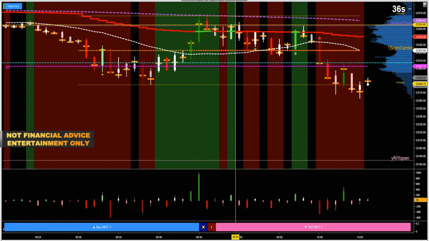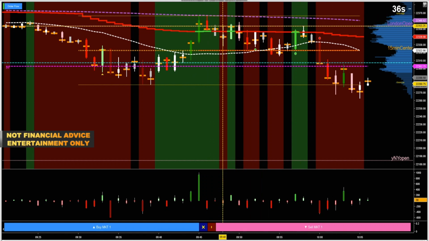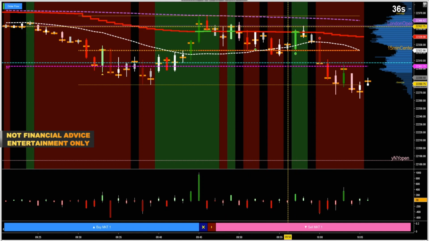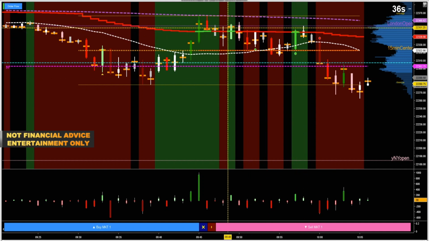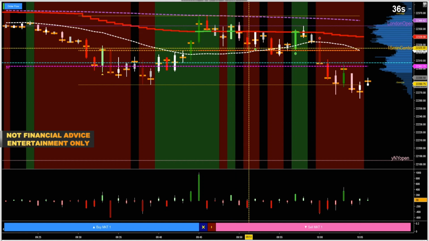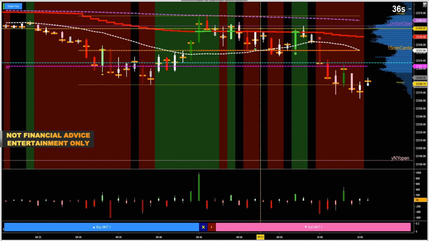The London Open, right here, this purple line, this ended up being a very nice key level today. Got a lot of rejections off of that. Right here we had point of control drawn up to the top of this candle right at the London Open. Got a nice little drop down. Right down to the 15-minute center. I'm just kind of chopped around between there and VWAP.